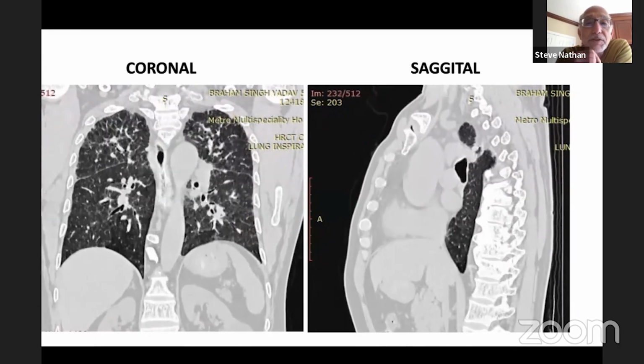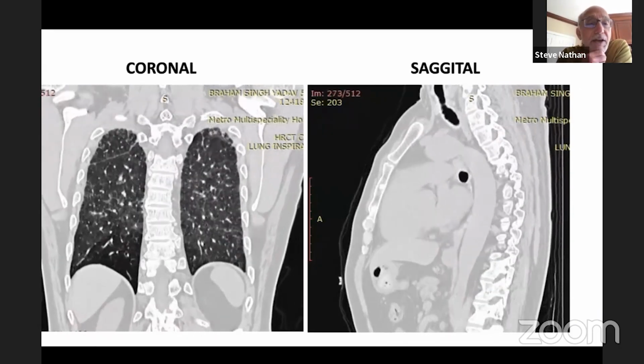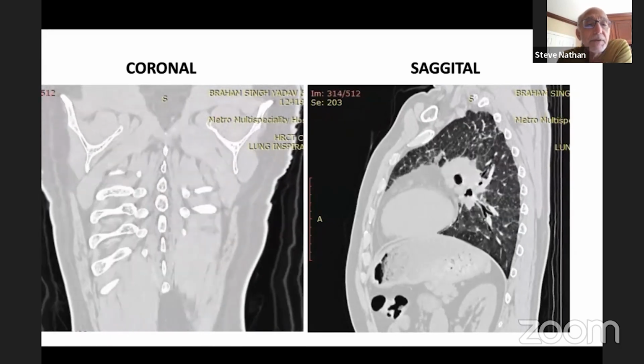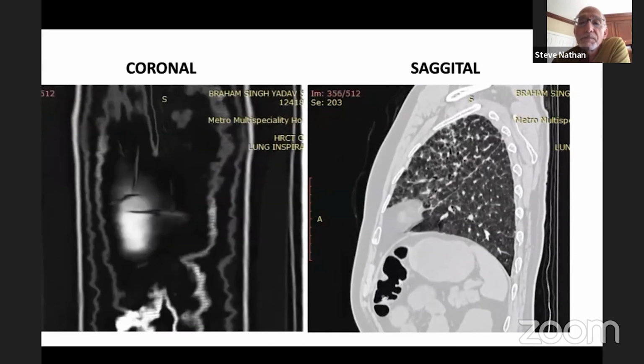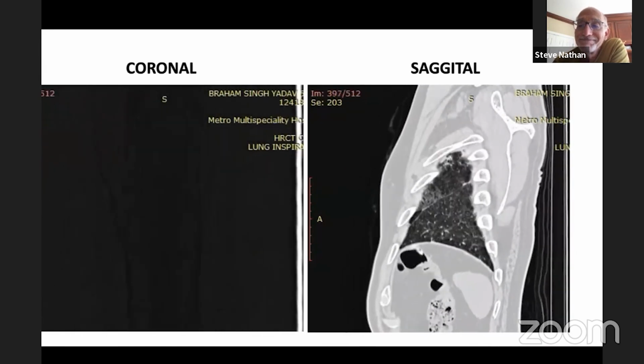I think on the expiratory films, seeing on the sagittal side, there were some areas of hyperlucency. So these are also very helpful. I think when I look at the CT though, I'm leaning much more towards chronic HP, but we'll keep CTD in the background as well.